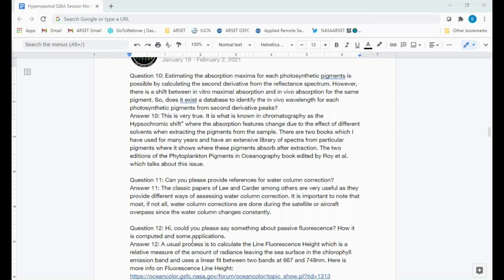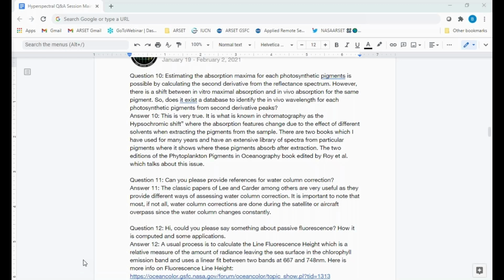They're aimed at phytoplankton pigments, but as I mentioned during the presentation, it's also applicable to other photosynthetic organisms that have the same pigments, chlorophylls, carotenoids, and others. The book shows where these pigments absorb and in which particular wavelengths. I highly recommend it as a reference, and I've used it over many years.